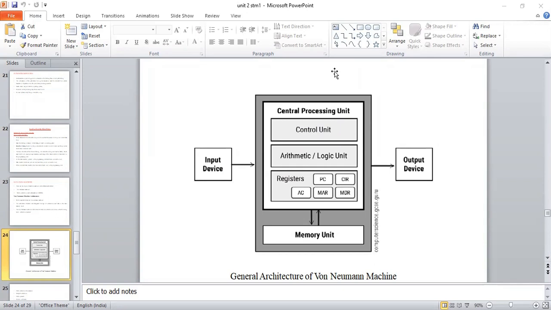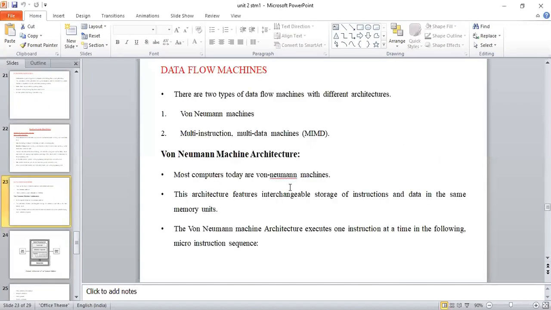What is the way of executing in this von Neumann machine architecture? What is the difference between MIMD and the von Neumann machine? What are the points involved in the von Neumann machine architecture? It features interchangeable storage of instructions and data in the same memory unit. So in this architecture, the data and the instructions are stored in the same memory unit. The data is not stored in another place, and the instruction is not stored in another place. These are all stored in the same memory unit.